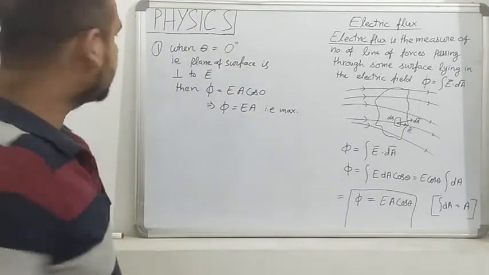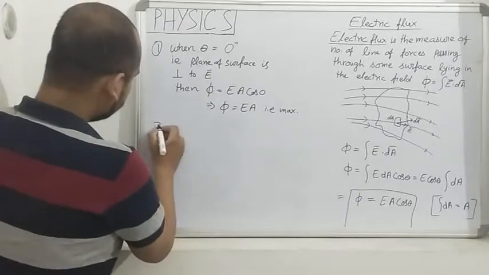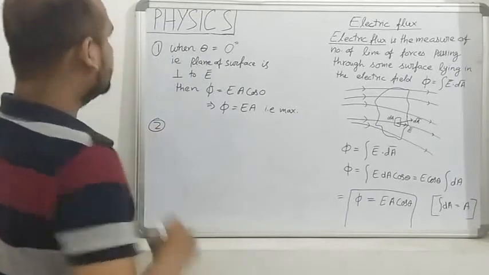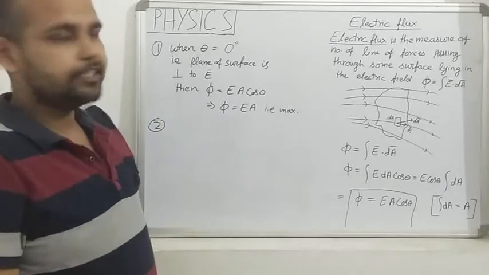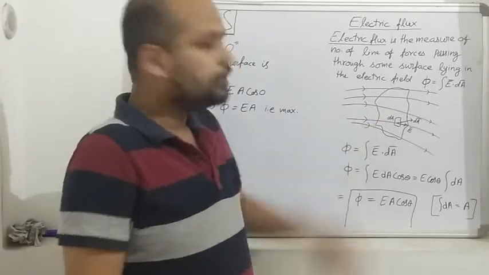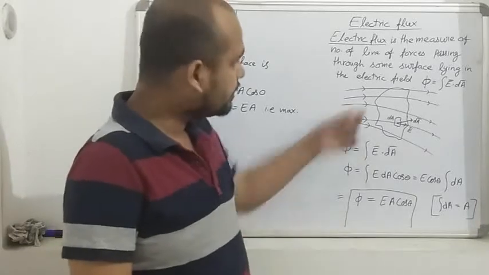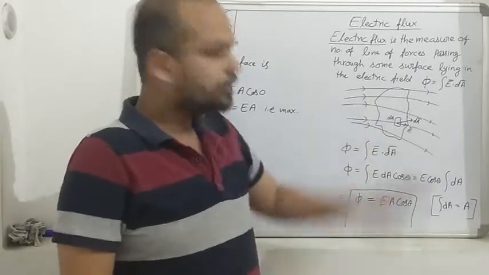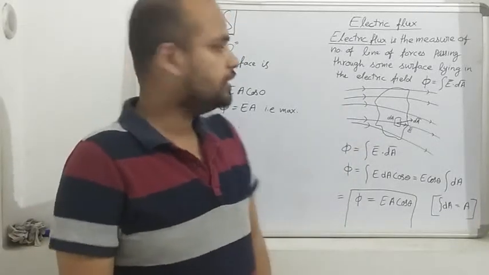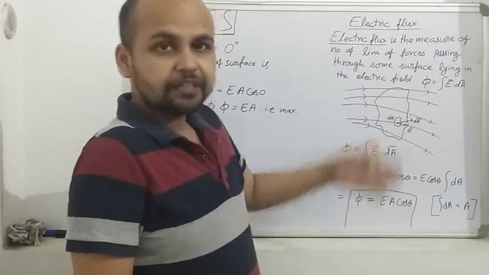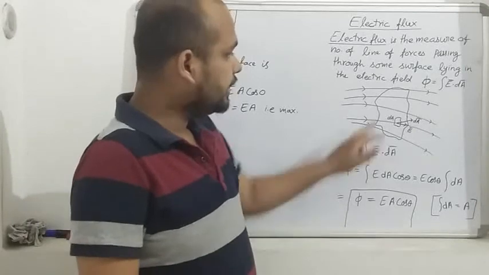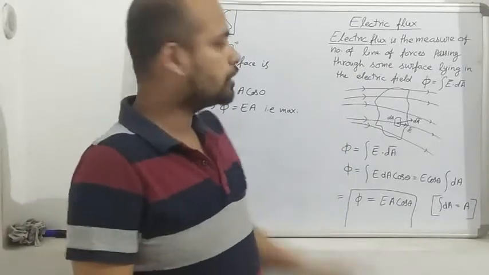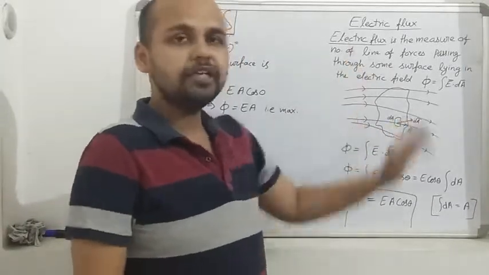Is that clear? Similarly, when theta is equal to 90 degree, it means the plane of the surface is parallel to what? Parallel to the electric field. Okay. The plane of the surface is parallel to the electric field. At that time, what will happen? The area vector of that surface will become what? Perpendicular to the electric field.